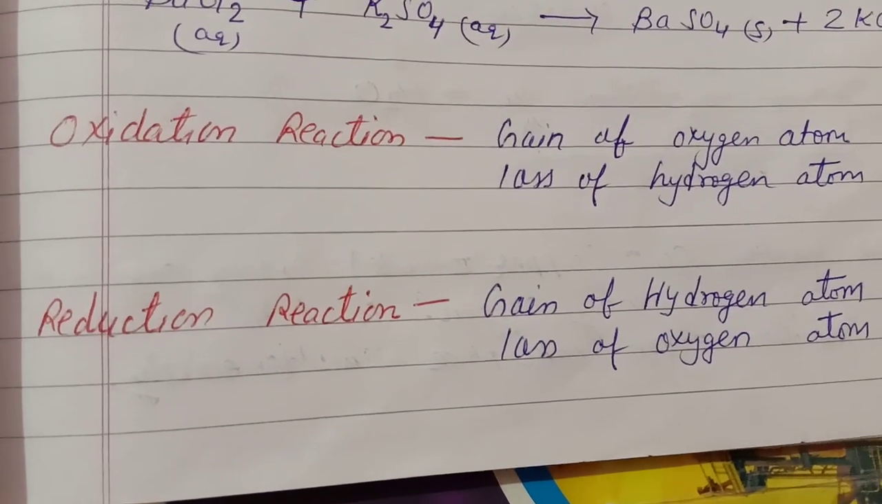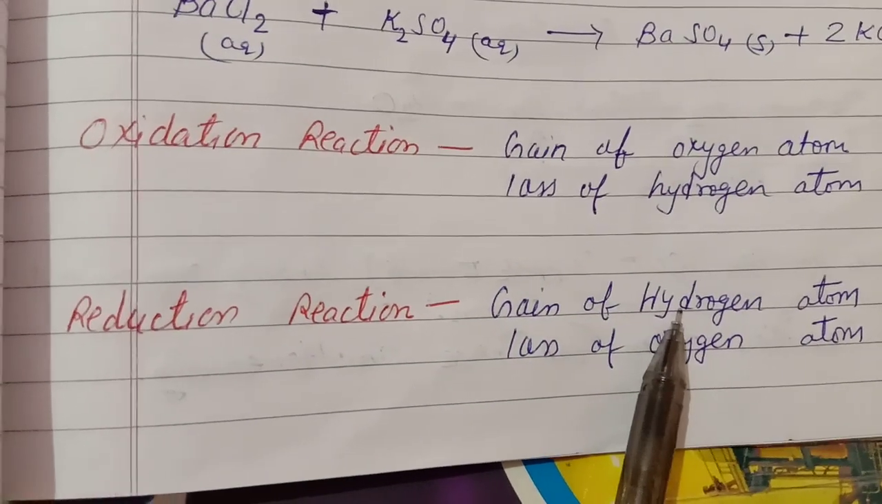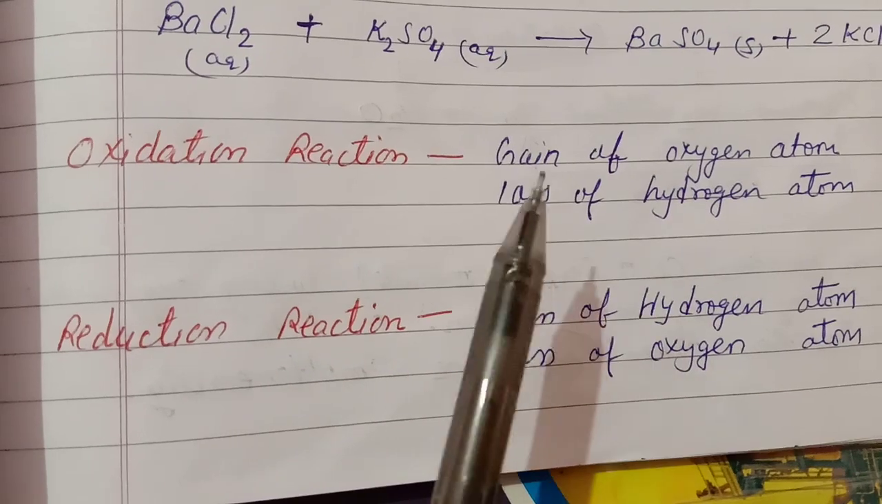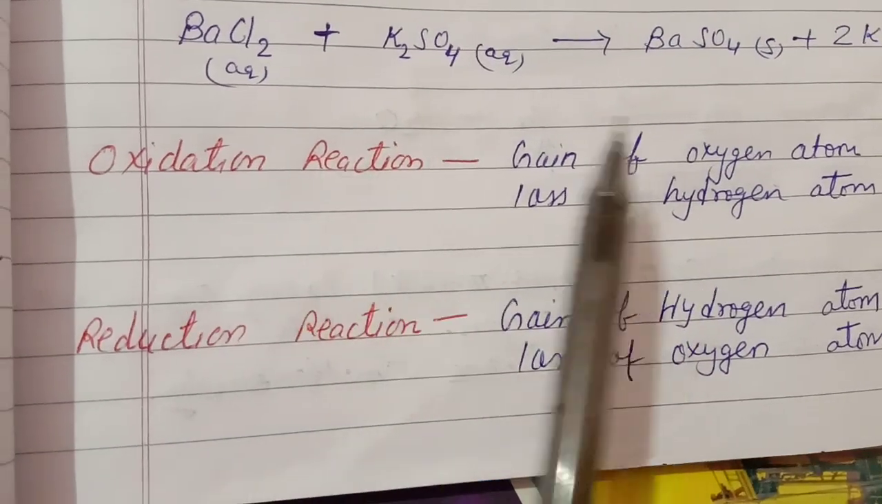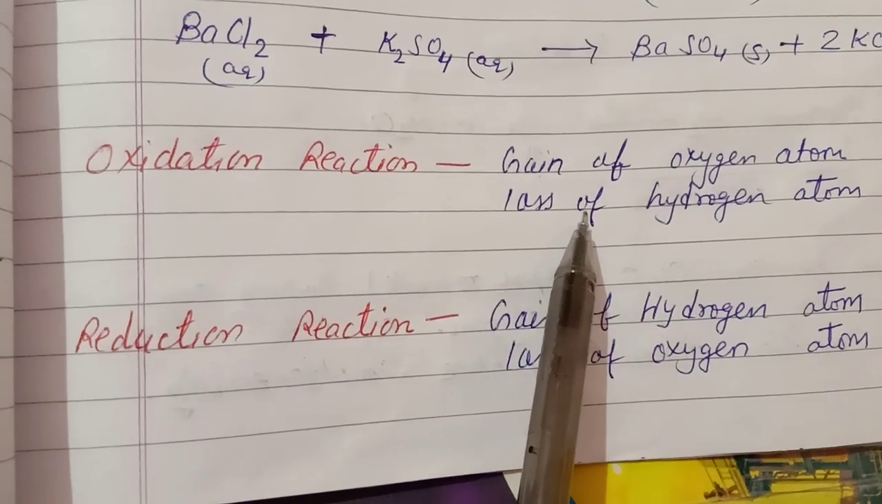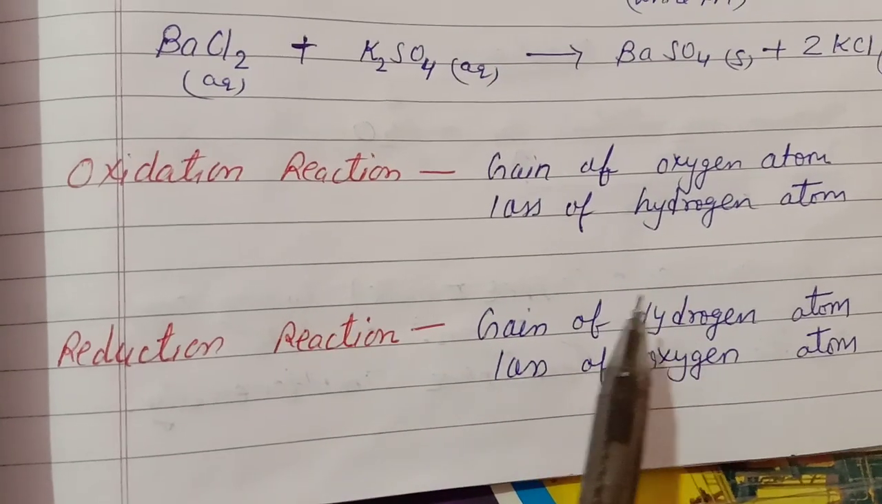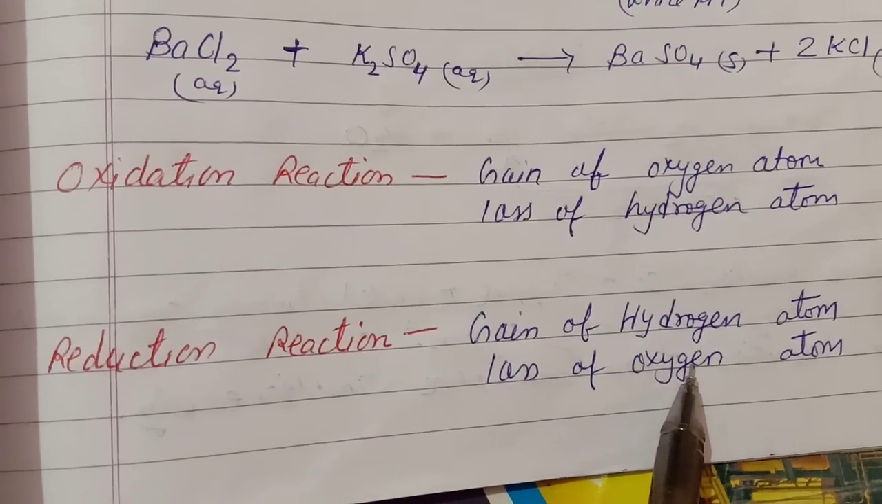Oxidation reaction means gain of oxygen atom or loss of hydrogen atom in the reaction, or just the opposite of it, reduction. Reduction reaction means gain of hydrogen atom or loss of oxygen atom. Means we always keep in mind, if the oxidation process takes place, it means gain of oxygen or loss of hydrogen atom. If the reduction reaction takes place, it means gain of hydrogen atom or loss of oxygen atom.